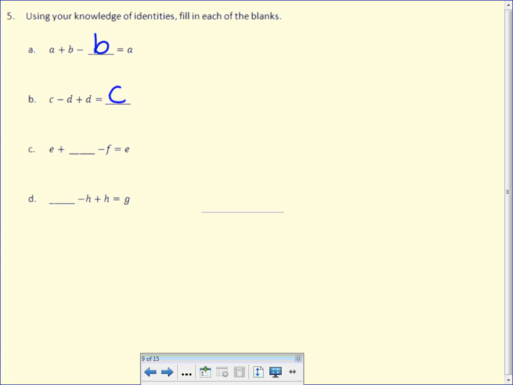If I'm going too fast, please raise your hands and ask me to explain it differently. Anybody have a question? Okay. C, E plus what minus F equals E? Everybody? What minus H plus H equals G? Everybody? G. That's right.